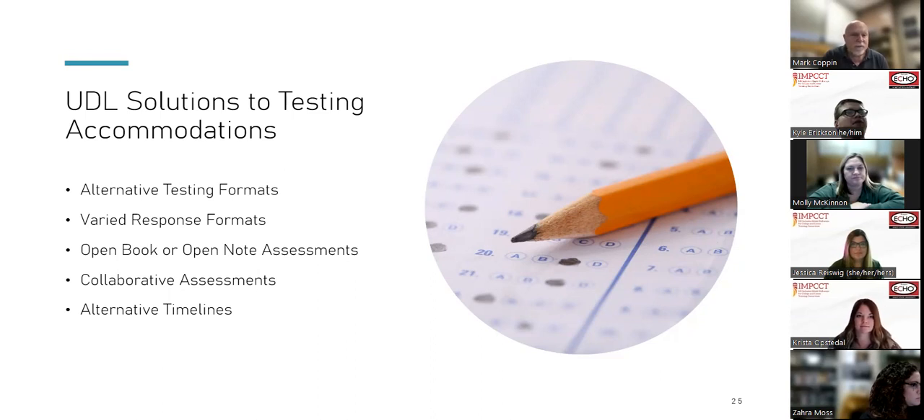And then alternate timelines, giving students flexibility with assessment deadlines, allowing them to complete assessments within a broader time frame. One of the things that we find is a lot of students really have a difficult time taking a test in a 50-minute period. But if we remove time as an issue, students, especially with anxiety, ADHD, or a learning disability, are able to really show what they learn because they're not worried about the clock, and time isn't an issue with completing that assessment.